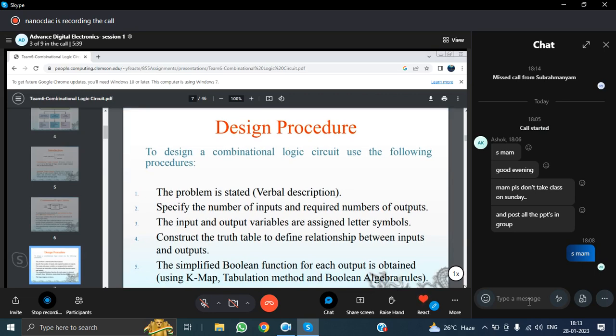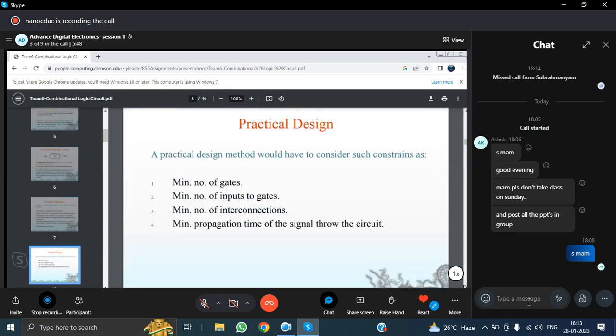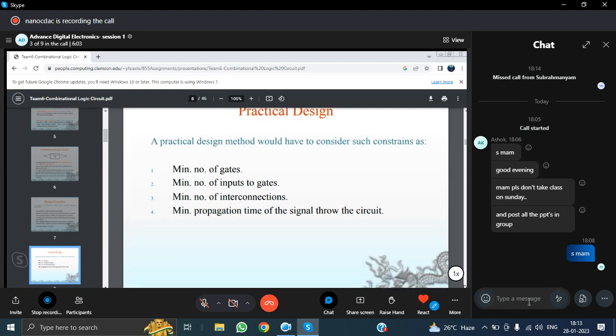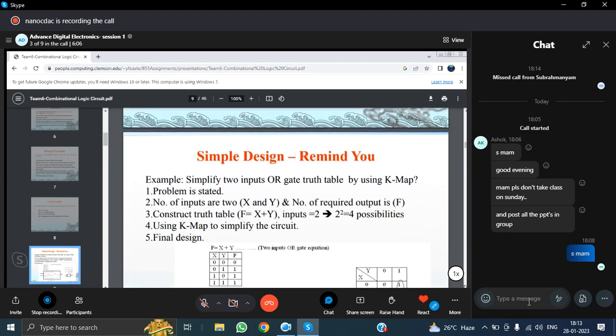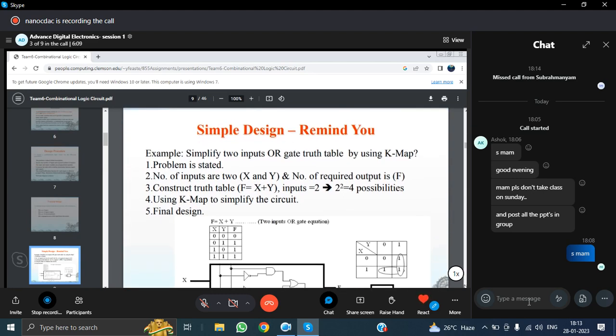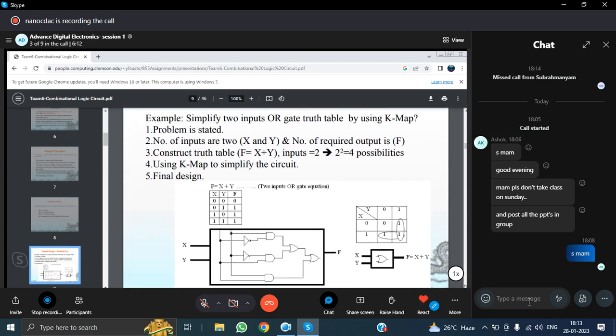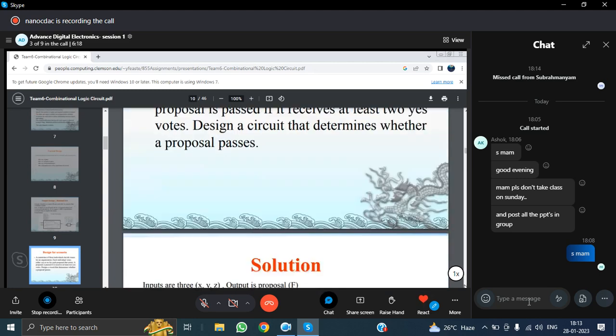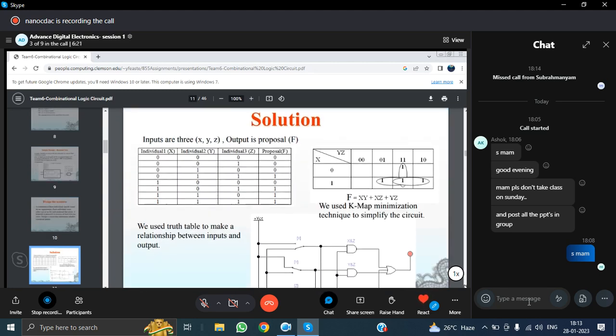The design procedure is specifying the number of inputs and outputs, forming the truth table, and solving the logic equation using K-map. Like that we will do. Practically, we need a minimum number of gates, minimum number of inputs, minimum number of interconnections, and minimum propagation time of the signal throughout the circuit. So if you see the simple circuit, I told you: problem statement, number of inputs, constructing the truth table, using K-map, solving. Here I'm just skipping all these things.